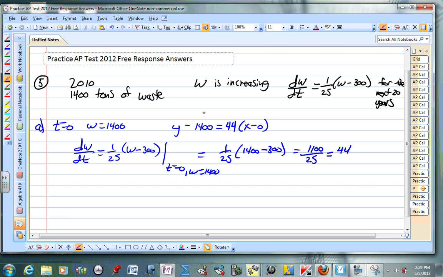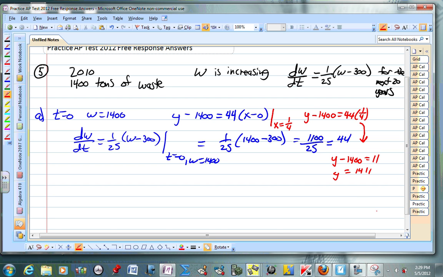Here's the tangent line. Now let's get to work. Let's evaluate this tangent line when x is 1/4. So we're going to have y minus 1,400 equals 44 times 1/4 minus 0, which is 1/4. Well, 1/4 of 44 is 11. We're running out of room, so let's slide down here. y minus 1,400 equals 11. So we'll add 1,400 to both sides, and y will equal 1,411.